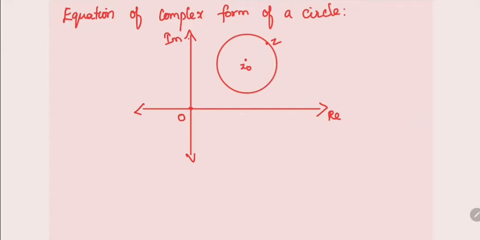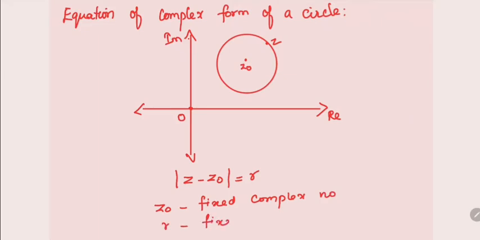The locus of Z, that is the path of the moving point Z, satisfies the condition modulus of Z minus Z0 is equal to R. So see now, what is Z0? Z0 is a fixed complex number, and R is also fixed. It's a positive real number.